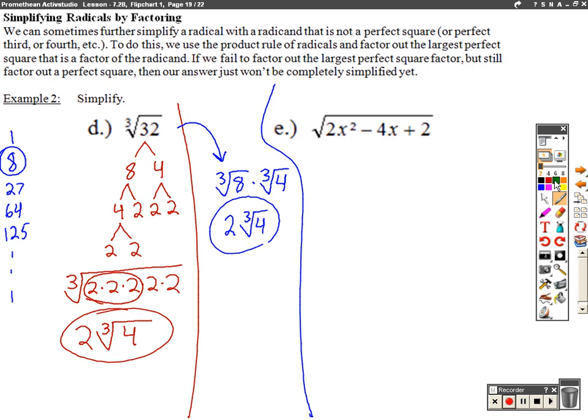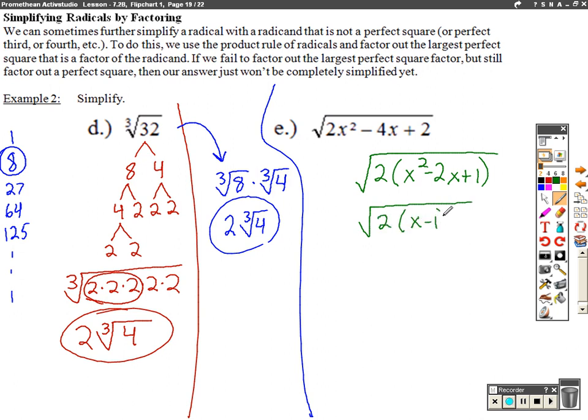Letter E, we have some factoring to do first underneath. I can factor out a GCF of 2. I'm left with x squared minus 2x plus 1. That factors further: square root of 2 times (x minus 1) squared.